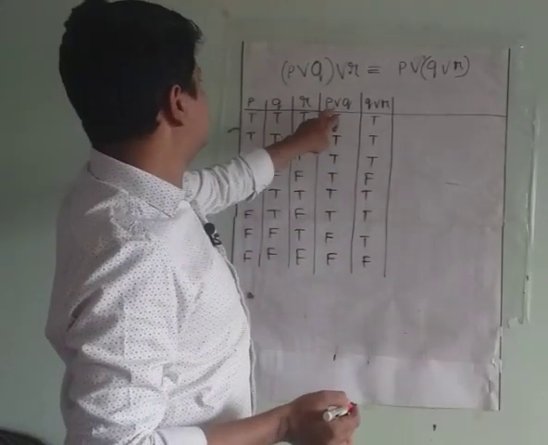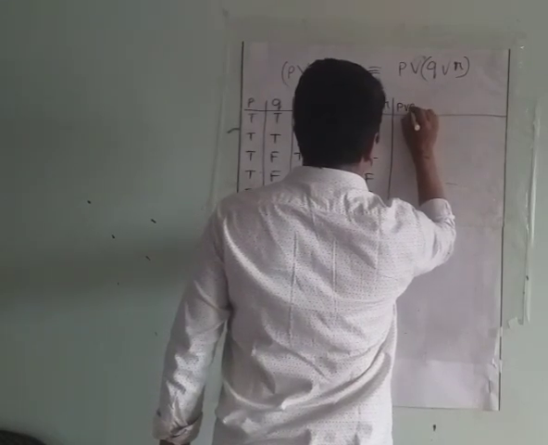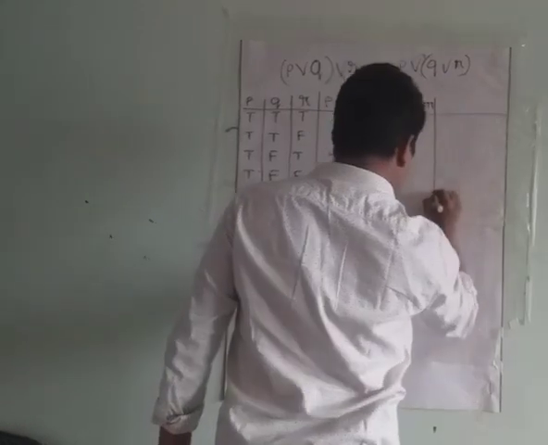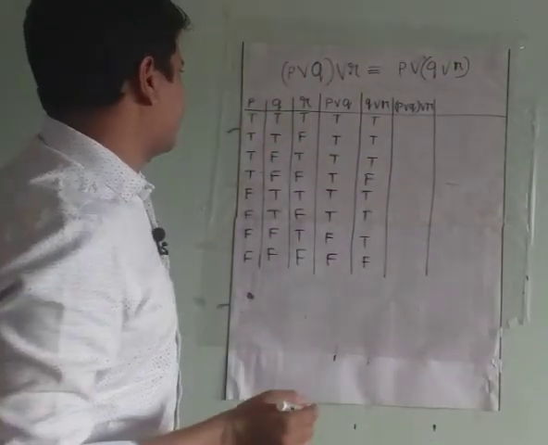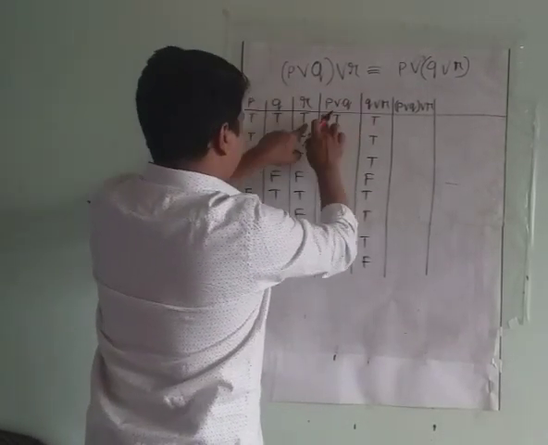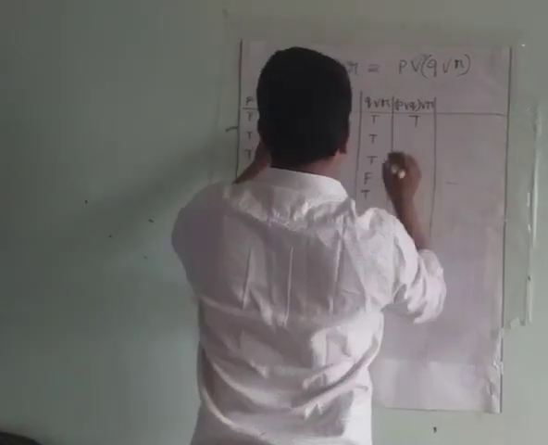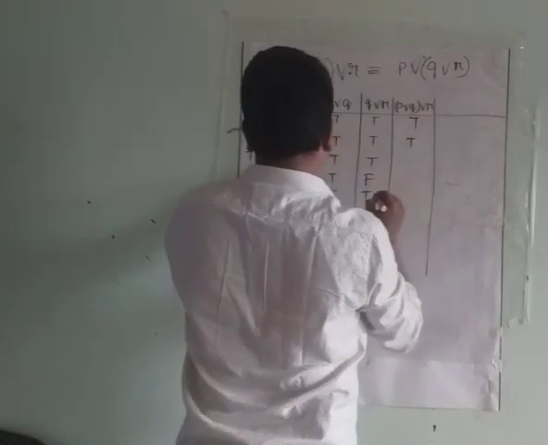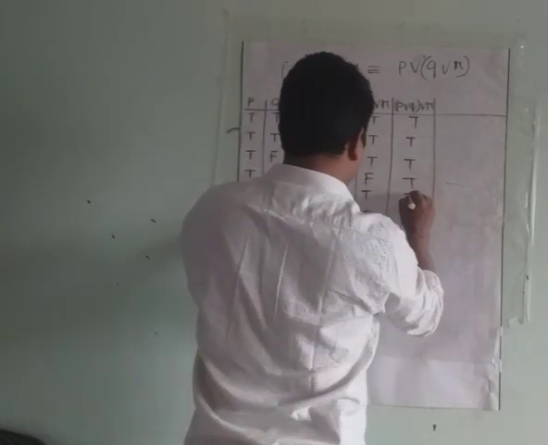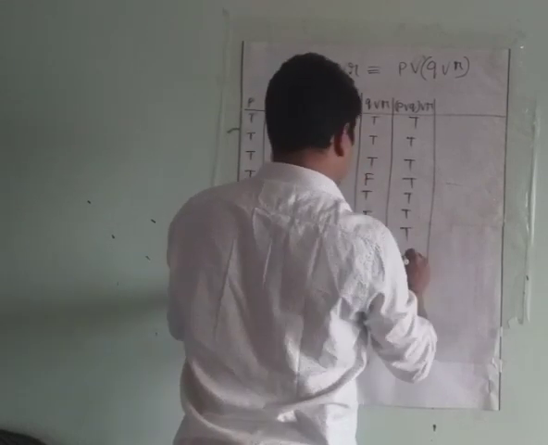Now I need P disjunction Q, disjunction R. You have to perform the operation of disjunction between these two columns, P disjunction Q and R. T, T, T, F, T, T, T, T, T, F, T, T, T, T, T, F, T, T, F, T, T, F, F.